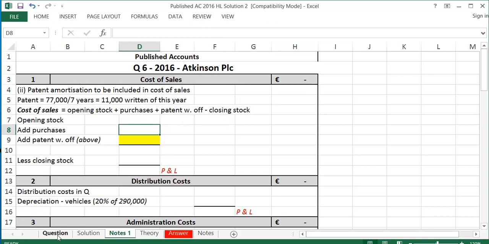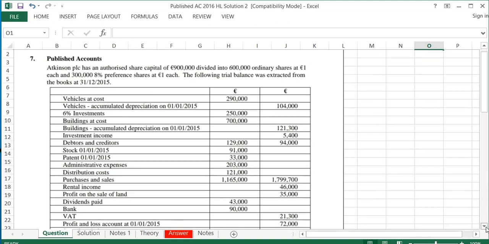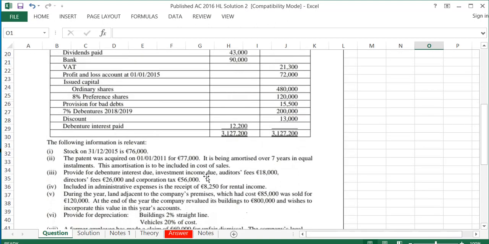Now we can see from the question, it tells us that note 2 down below here says that the patents were acquired on the 1st of the 1st 2011 for 77,000. These patents have been written off or amortized over 7 years in equal installments, and the amortization is to be included in cost of sales. So this has to go in cost of sales along with our usual cost of sales items. So if the patents were acquired for 77,000 and they're written off over 7 years, that's 11,000 a year.